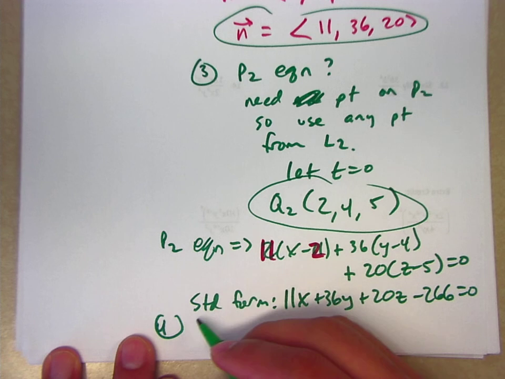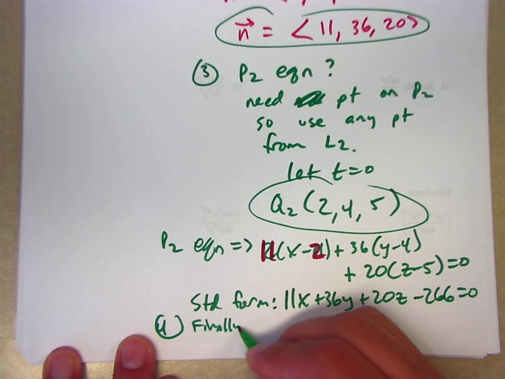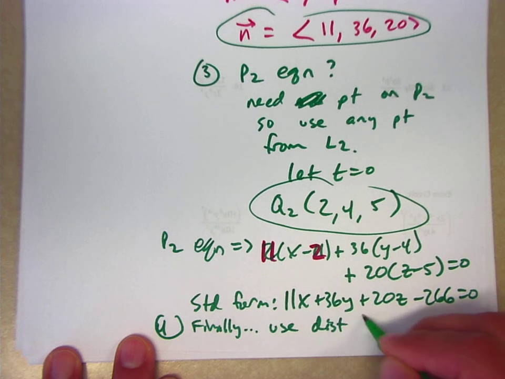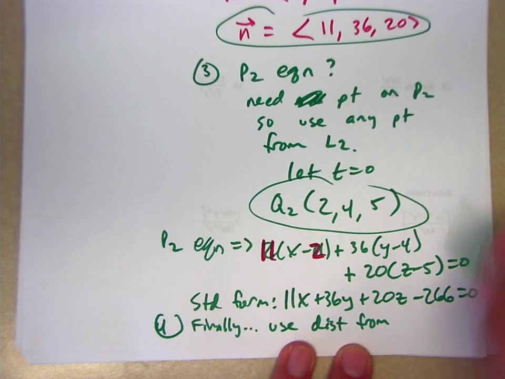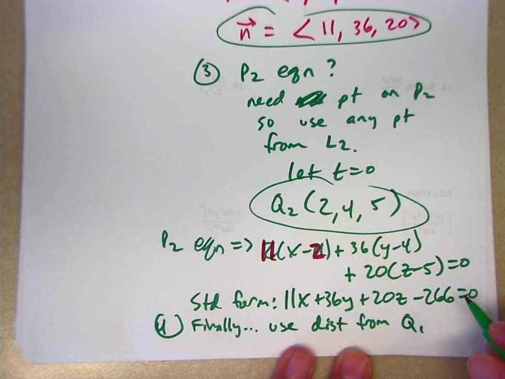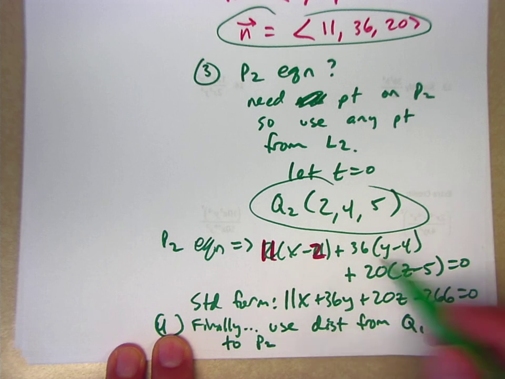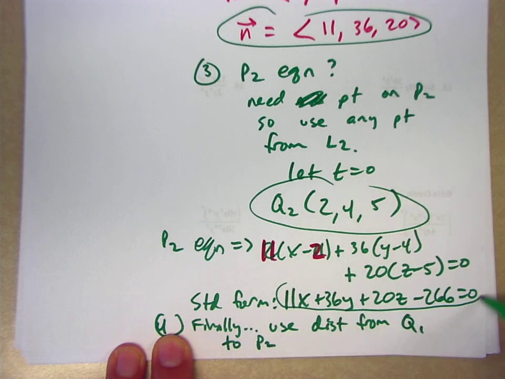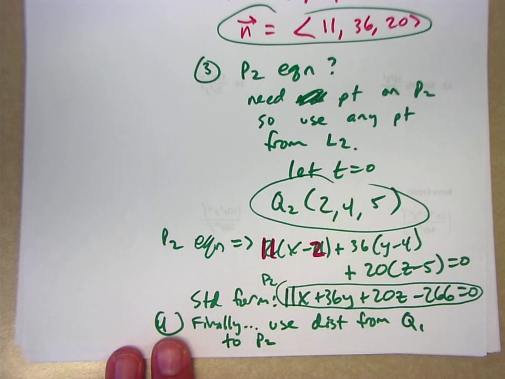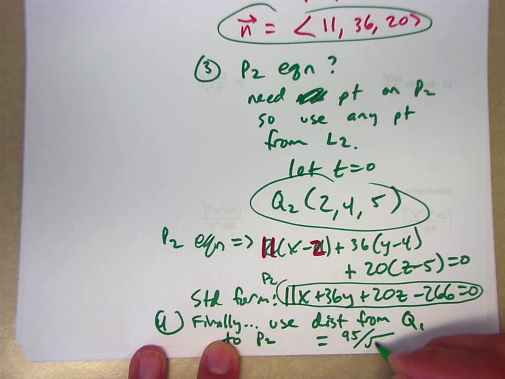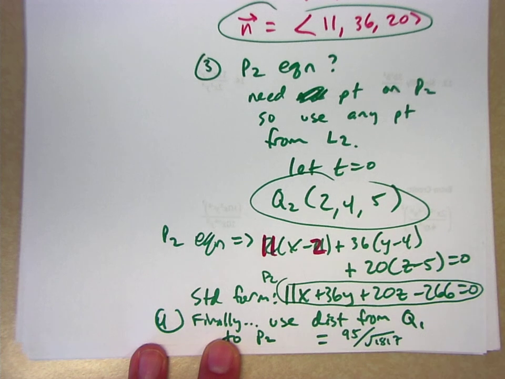So finally, use the distance from the first point, which was Q1, which you have above, to plane 2, which we have right here. This is my plane 2 equation. I won't do that for you guys. You should be able to set that up now, but here is the answer so you can check. It is going to be 95 over the square root of 1817. And so there you have it.